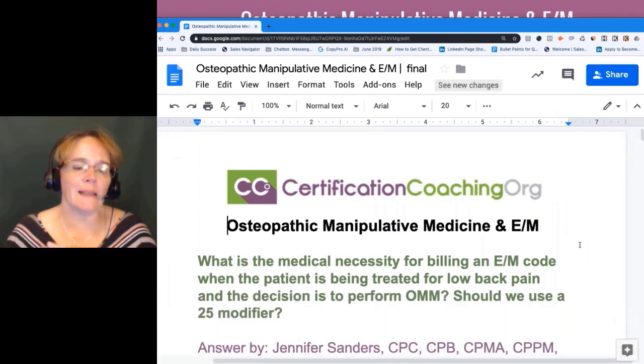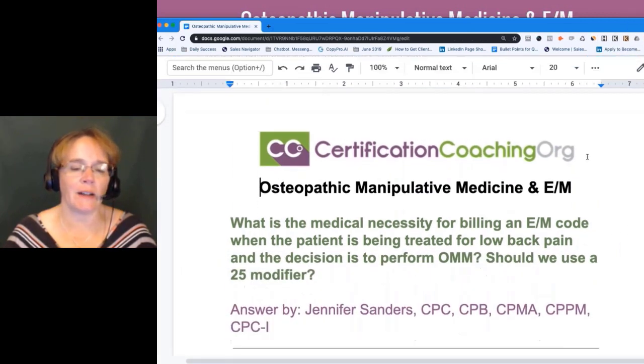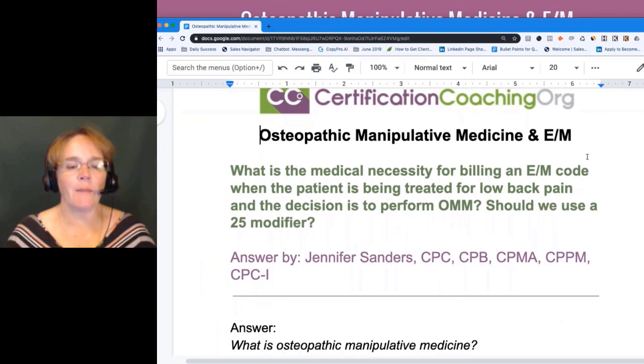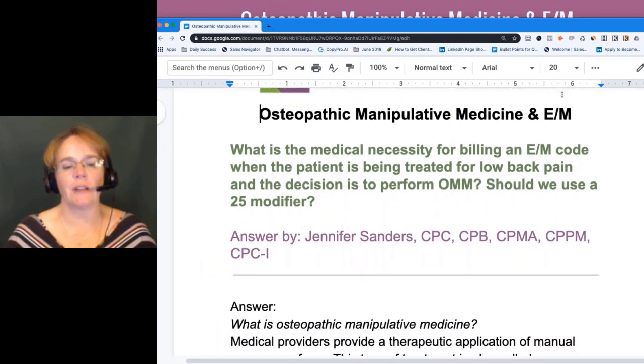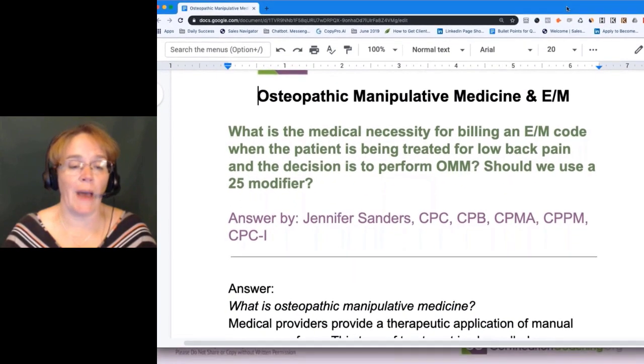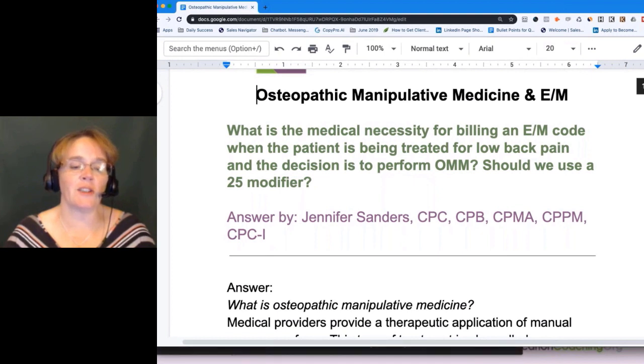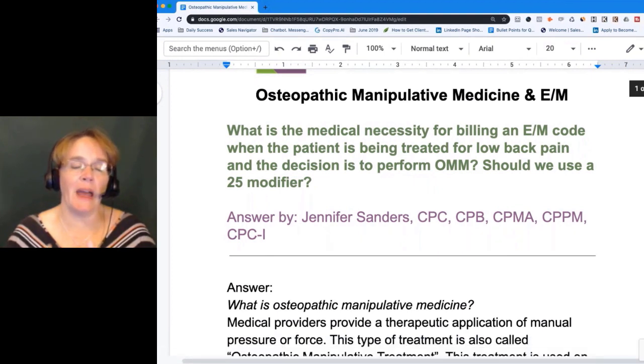So when is it medically necessary to bill for the E&M code when a patient's being treated for, their example here is low back pain, and the decision is to perform this osteopathic manipulative treatment on them? And should they use a 25 modifier?